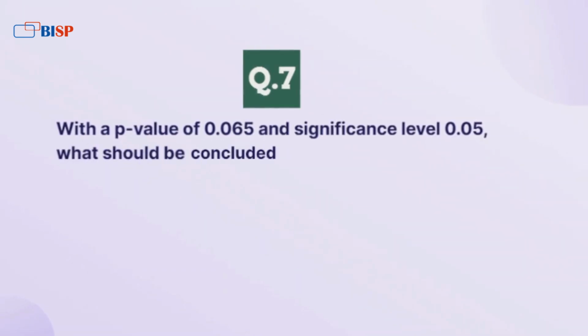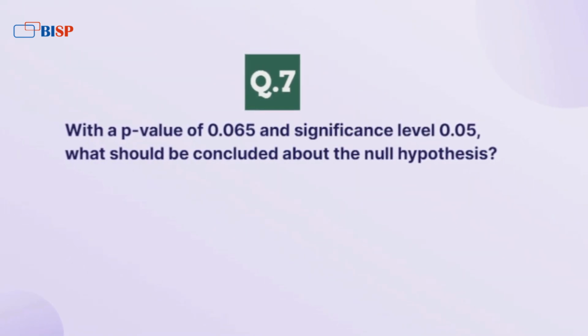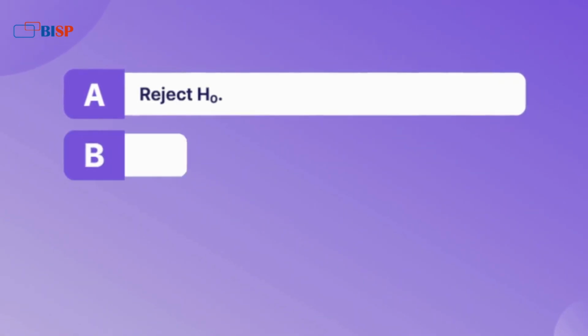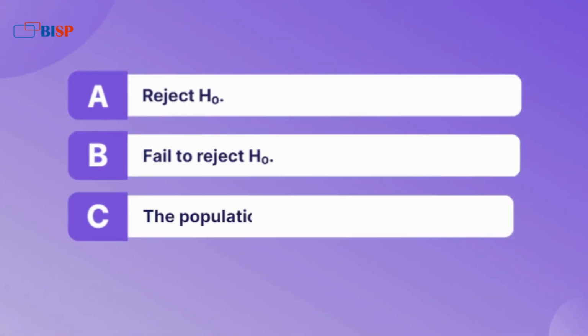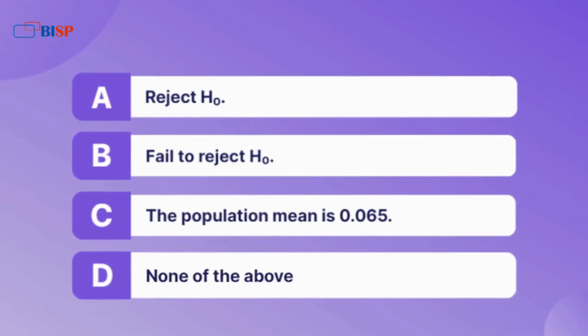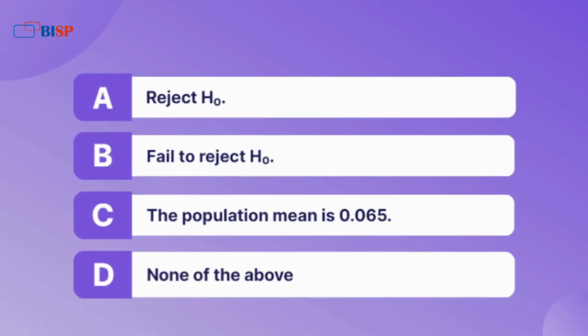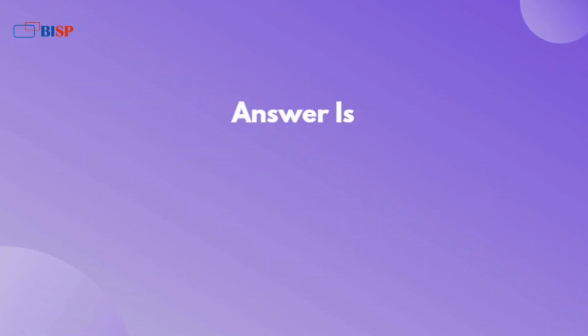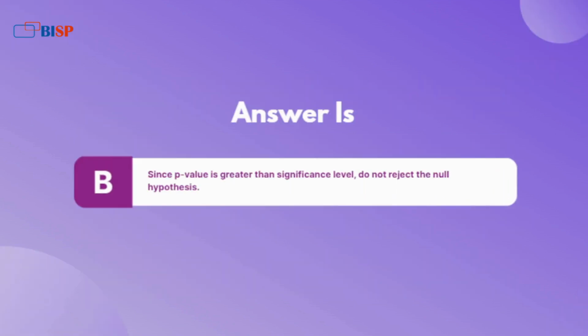With a p-value of 0.065 and significance level 0.05, what should be concluded about the null hypothesis? A. Reject H0. B. Fail to reject H0. C. The population mean is 0.065. D. None of the above. Answer is B. Since p-value is greater than significance level, do not reject the null hypothesis.